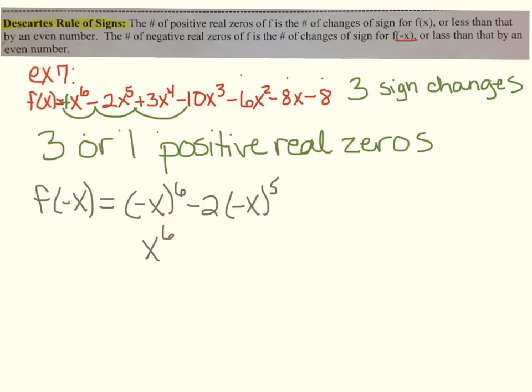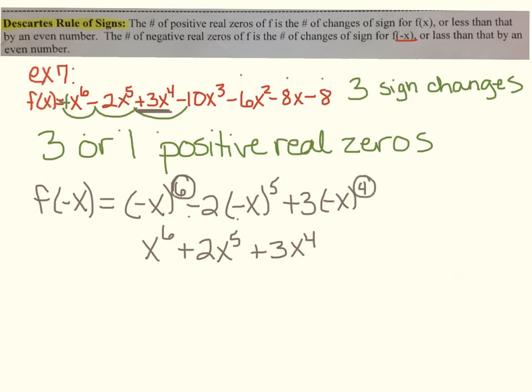If I take negative x to the 5th, I get negative x to the 5th, so the sign changes because negative times negative is plus 2x to the 5th. Then I'm going to use this one, 3 times negative x to the 4th. Negative x to the 4th is positive x to the 4th, so plus 3x to the 4th. So basically on all of your even powers, your sign stays the same no matter what, and on your odd powers, the sign switches.